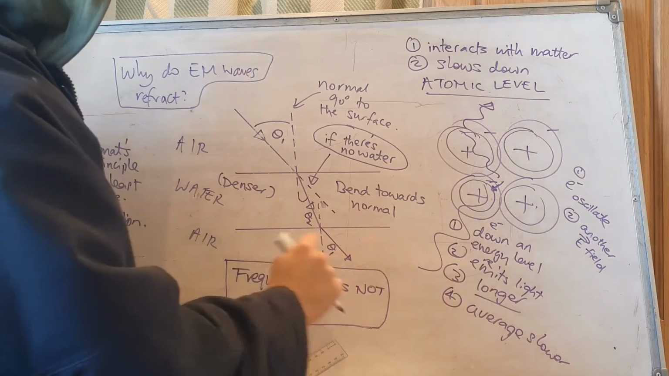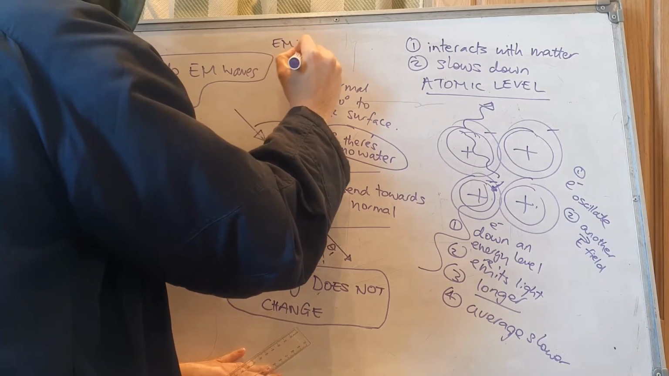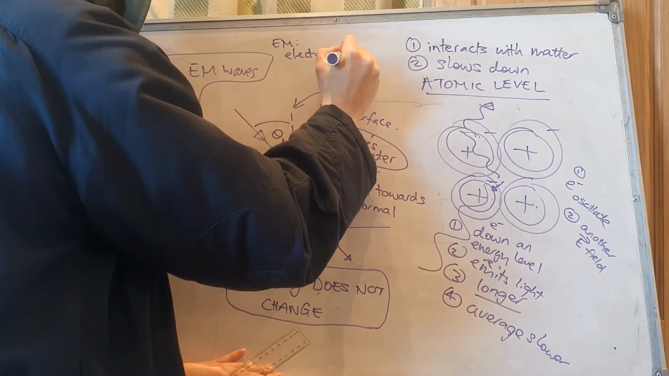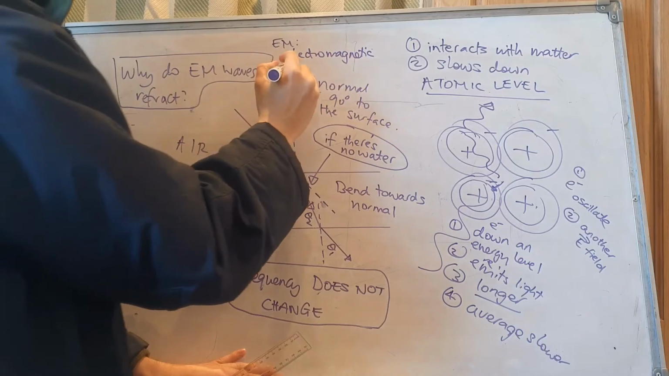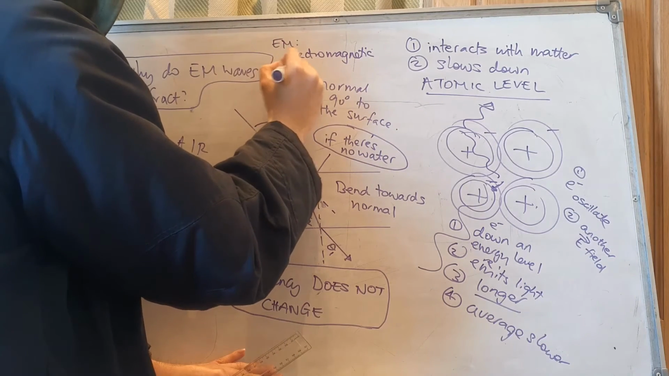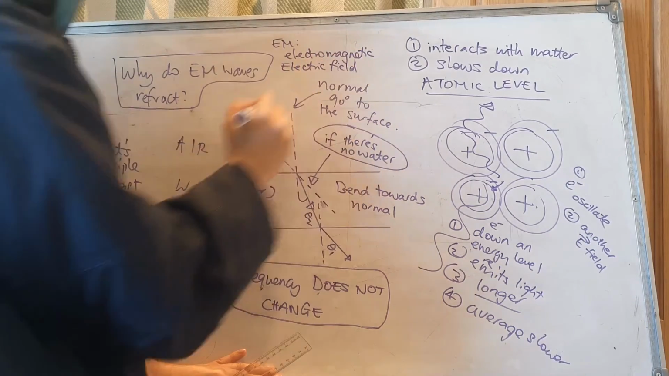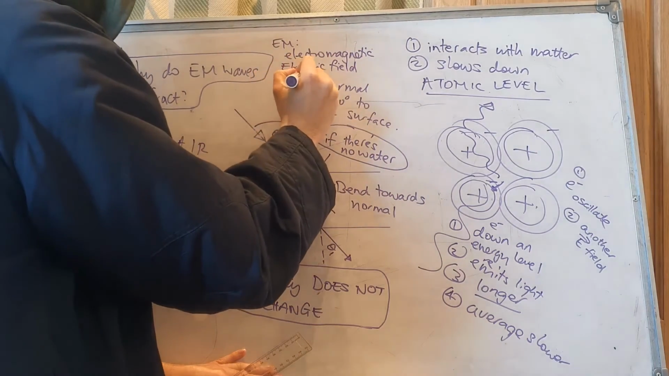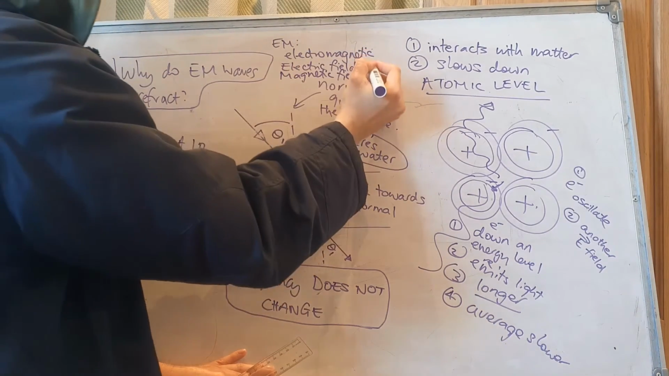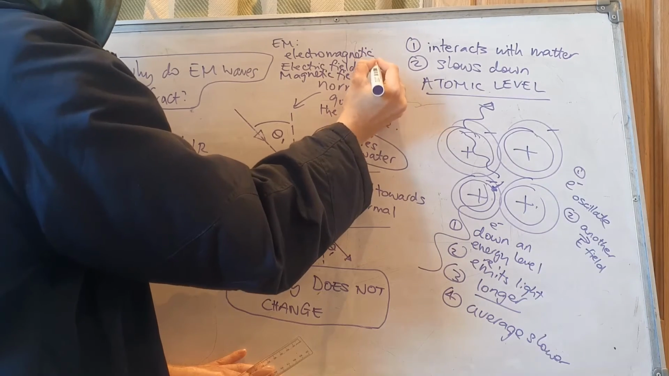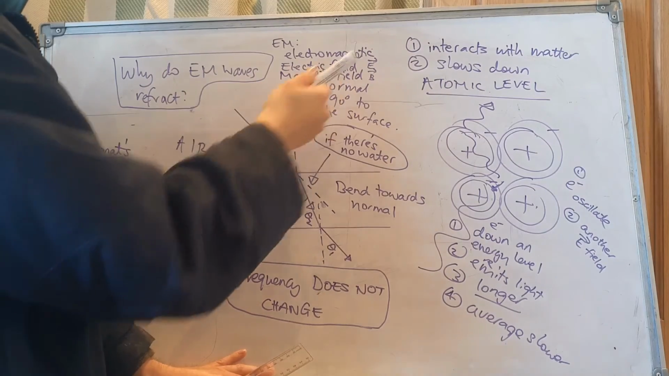Now what is an EM wave? EM wave stands for electromagnetic. It has an electric field and it has a magnetic field. I'm just going to call that E arrow and B. So E stands for electric, B stands for magnetic.